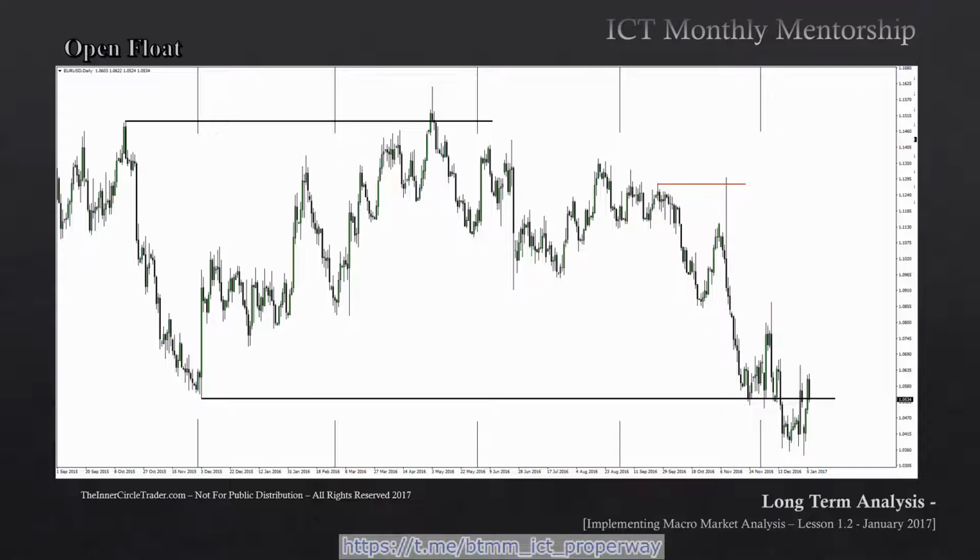This short from this high at 112.95 was on the heels of the U.S. elections. We saw a strong dollar, and the market quickly rejected all of the rallies in foreign currencies.